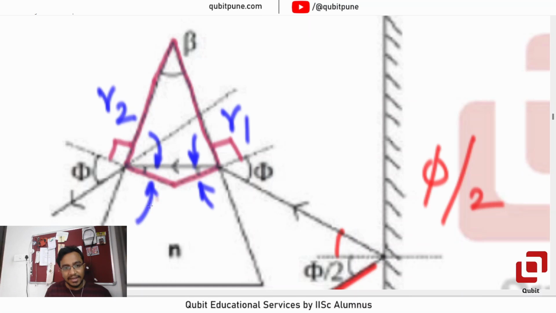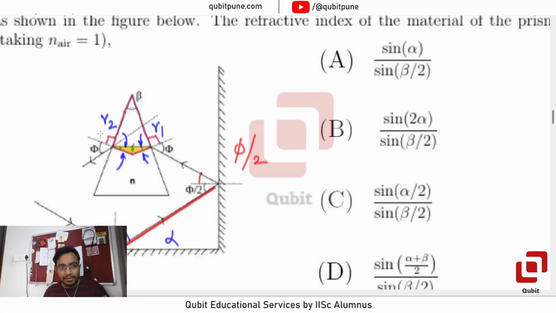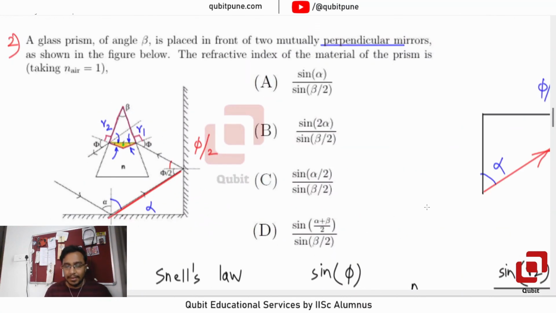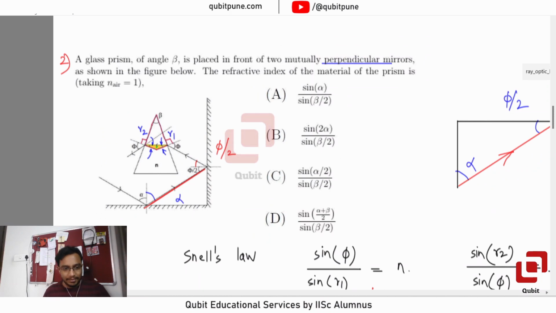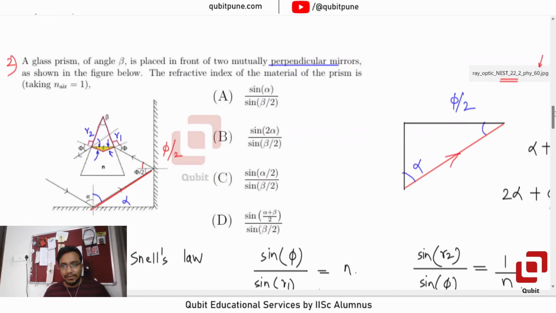So beta plus this angle, let me use a green dot here. So beta plus that green dot will be 180 degrees. But if you consider that small triangle, for this triangle r1 plus r2 plus green dot is also 180 degrees. So basically beta will be equal to r1 plus r2. Let us now write that here.